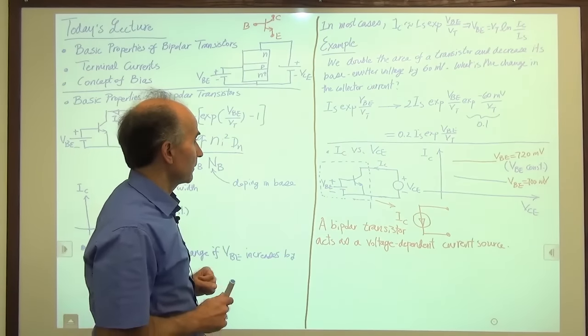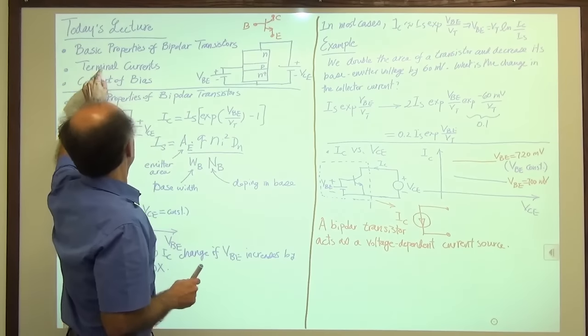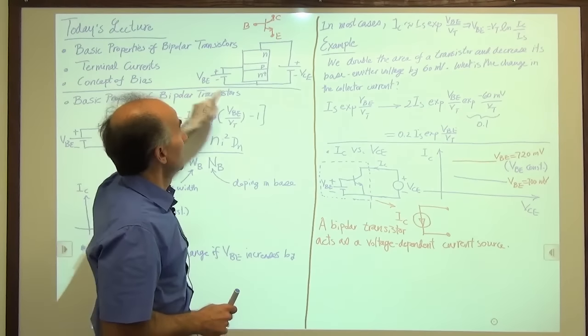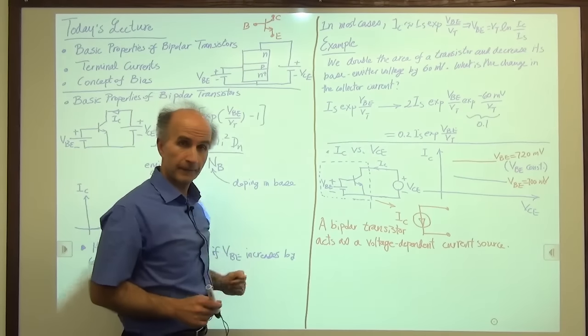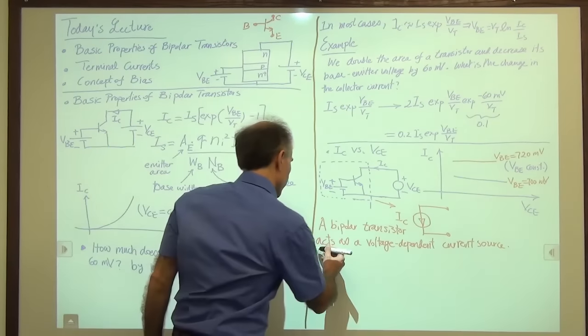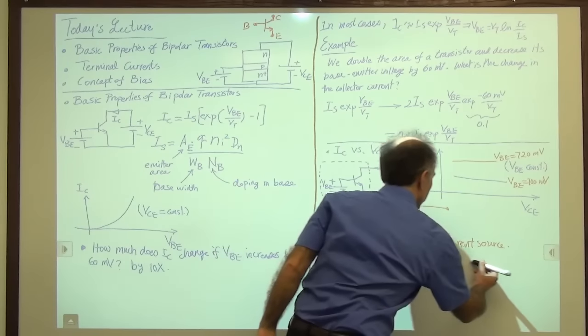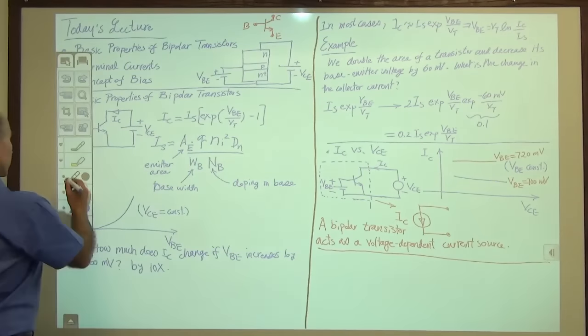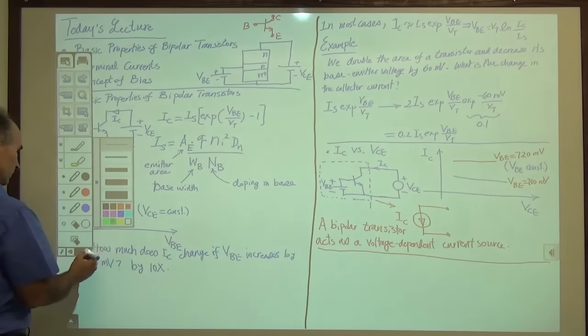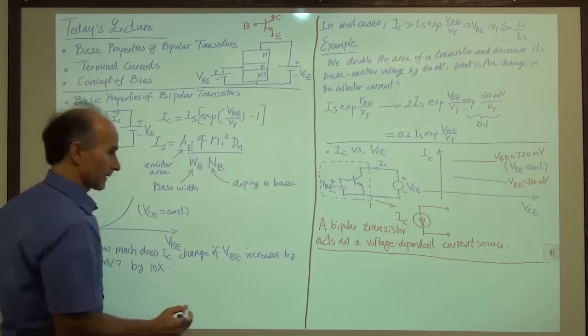All right, the next topic that we want to look at is what we call terminal currents. The currents that flow through the collector, through the base, and through the emitter. So let's talk about that a little bit. It's not that difficult, so we can fit it in here.